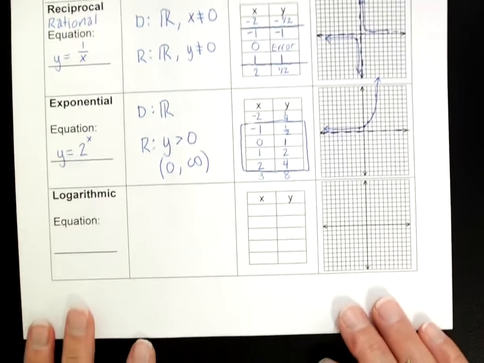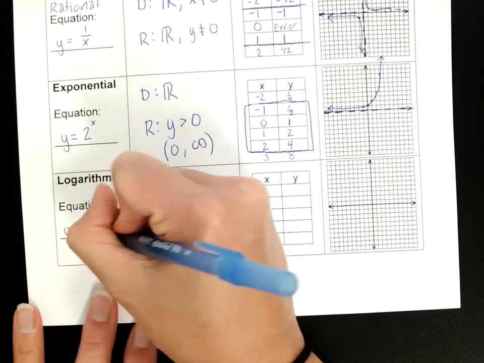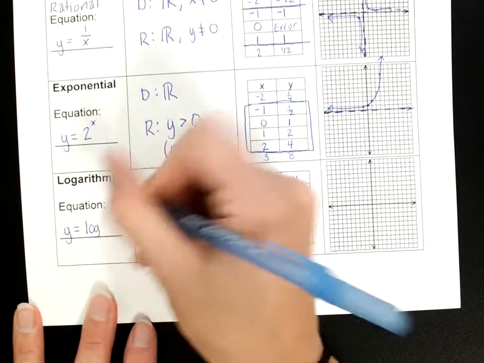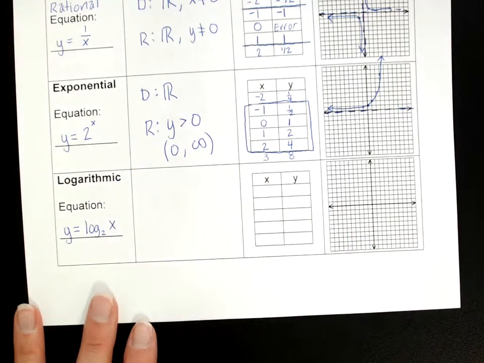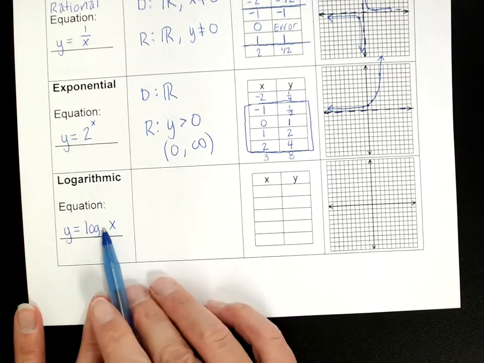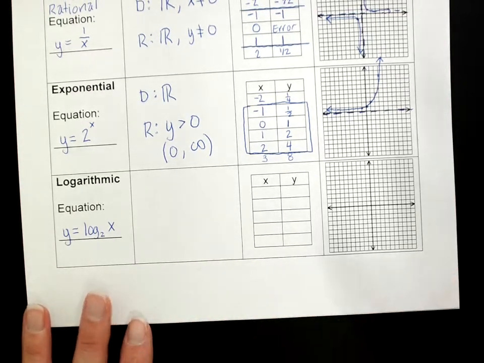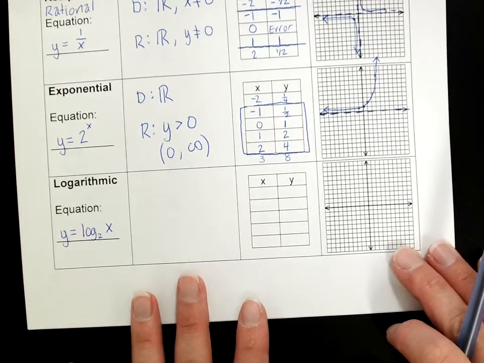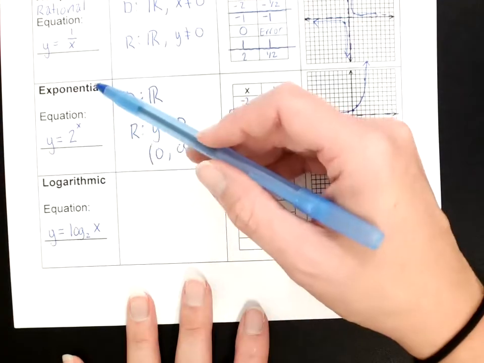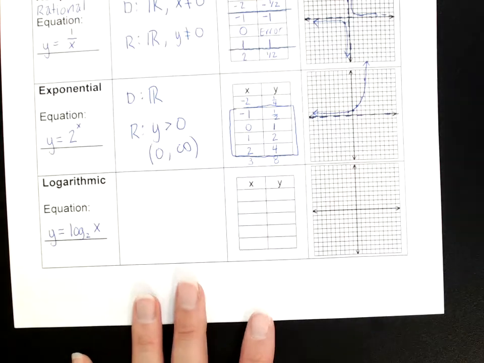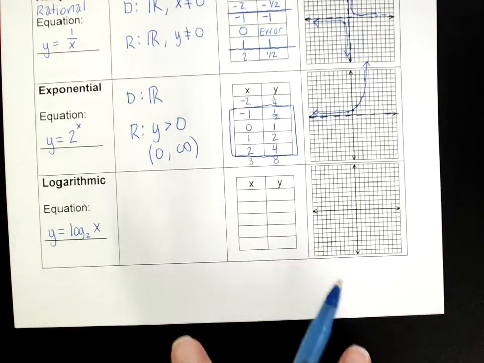For our logarithmic equation, the parent function for this one is y equals log base 2 of x. Again, just like this one, this number could be just about anything, but we're looking at some specific cases to do our transformations with. For this one, something that's important to know about the logarithmic and the exponential equations are what we call inverses. For inverses, we take the x and y values and we switch them.